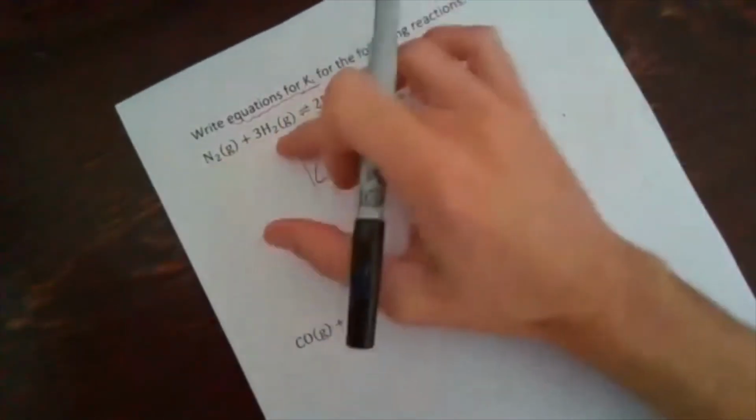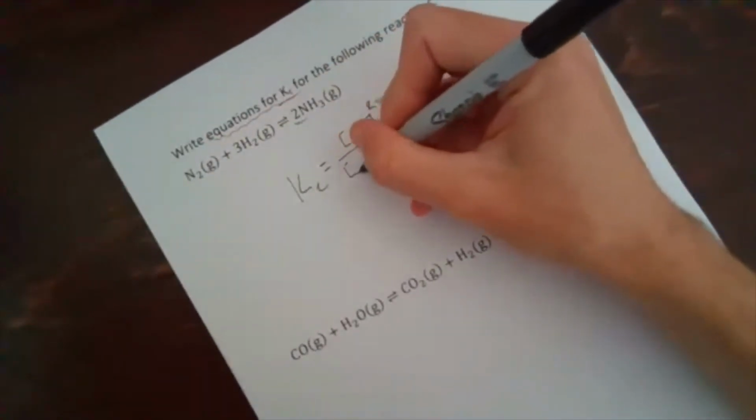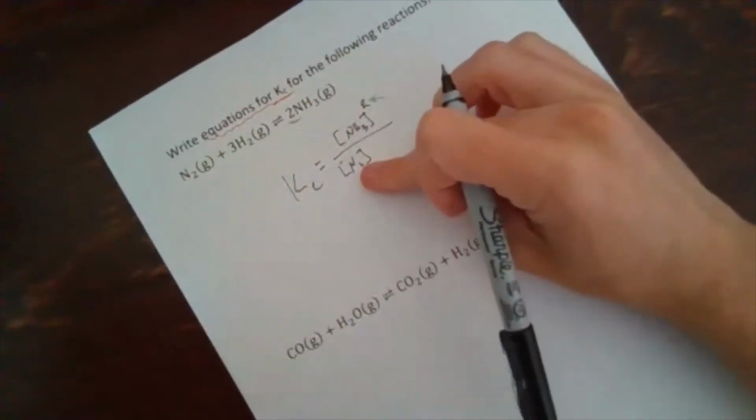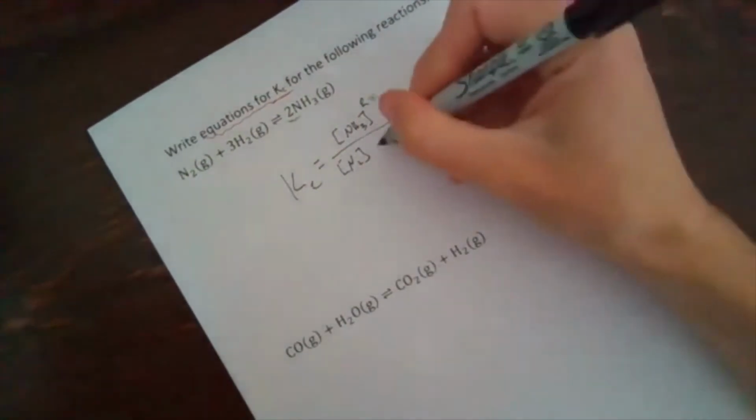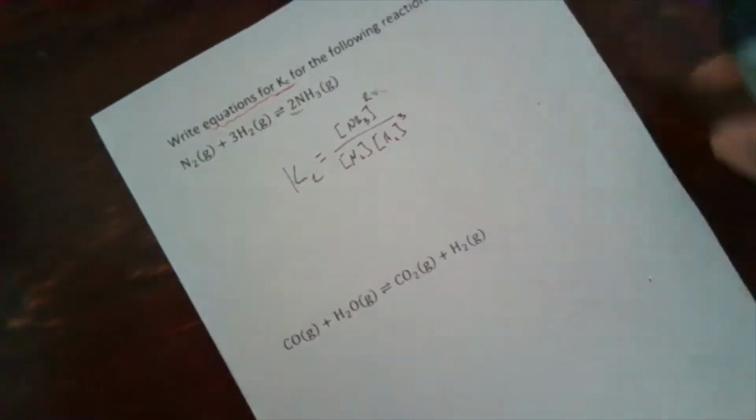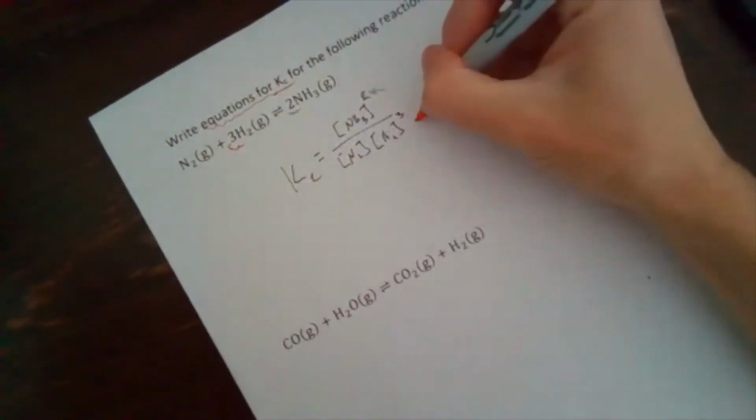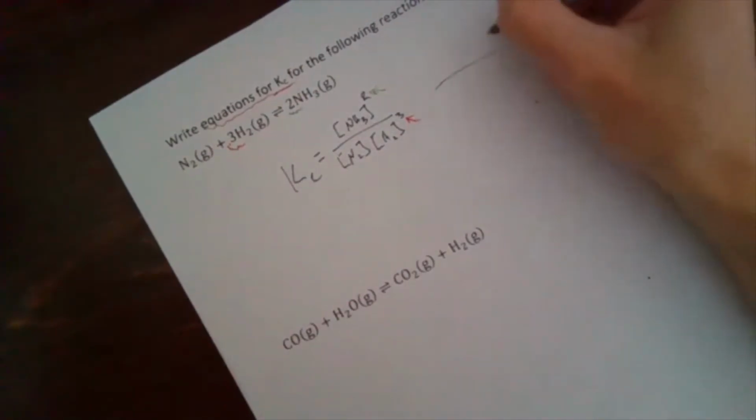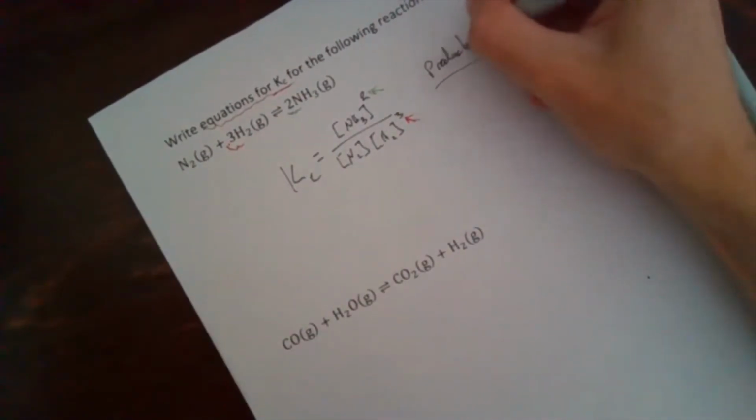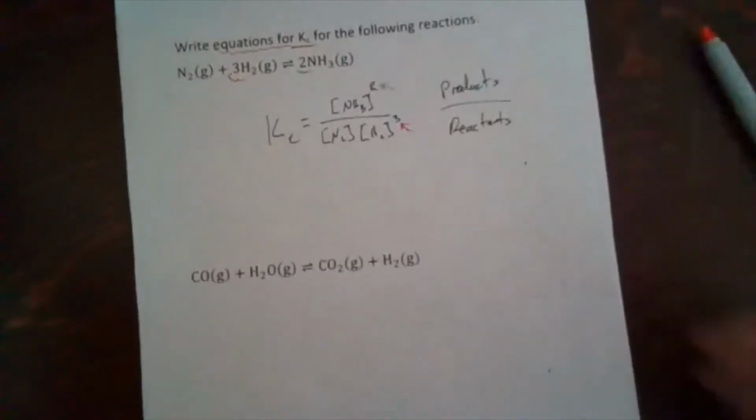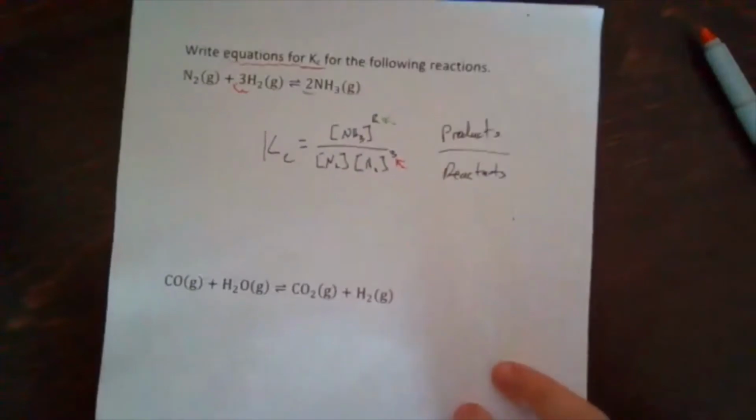Similarly, on the bottom, I put my reactants. So the concentration of N2, the coefficient there is 1, so no exponent, or just an exponent of 1, so we don't write it. And then H2, and that gives me a 3. So we can see there's the 3 that shows up right there. But you can see the general idea is it's always products over reactants. So that's going to be my general shape, and I just write the concentrations for each thing.